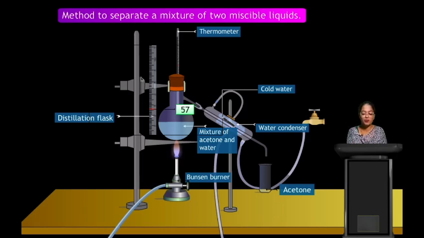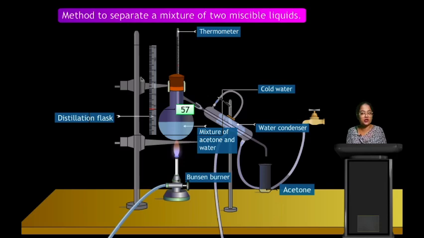So the ethanol in the mixture becomes vapor when it is boiled at 57 degrees Celsius, and then when it passes through this tube, there's cold water. There's a continuous flow of cold water. What makes the gas condense? The cold water. So ethanol gas condenses to liquid form, and then you can get the ethanol or the acetone here, right? So this is how you separate a water and ethanol mixture.